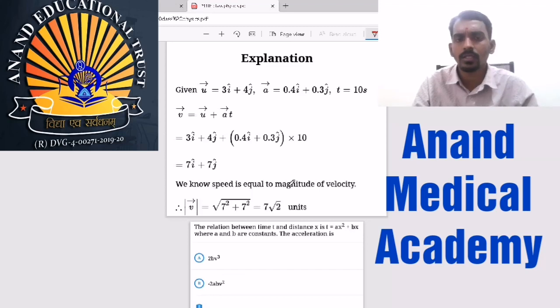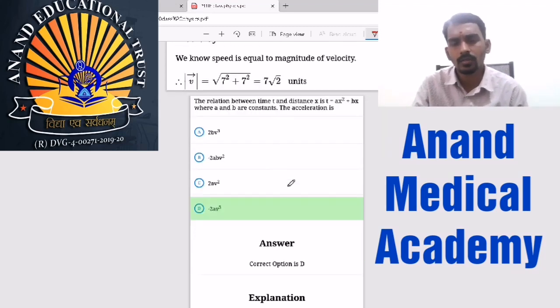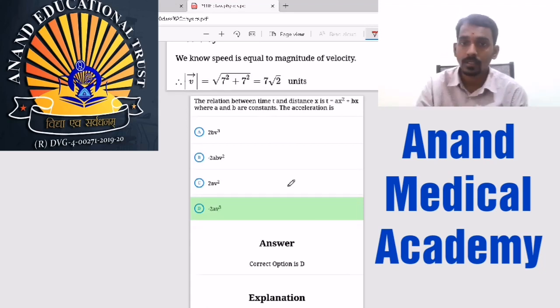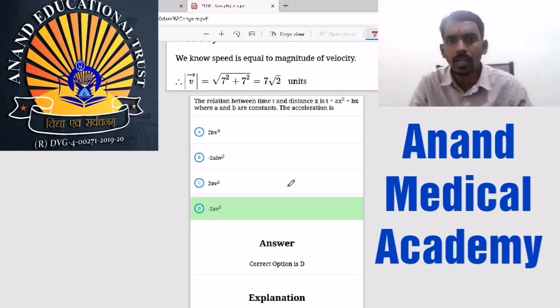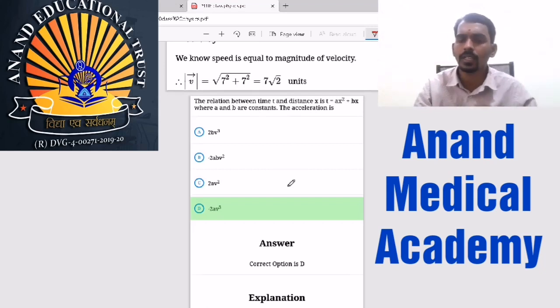So here is the solution. Just go through the solution, and you will get the idea. Now, in motion in one dimension, sometimes they will give the relation between displacement and time. They may ask velocity or acceleration, where you have to go with differentiation. Learn the method of differentiation.